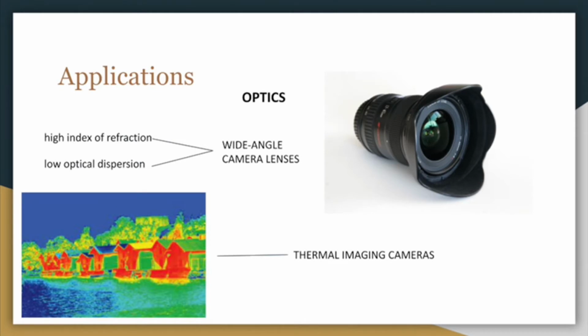Germanium's applications. Germanium has several applications and can be used in different fields, starting with optics. Thanks to its high index of refraction and its low optical dispersion, it is very useful for wide-angle camera lenses. In addition, we can find it in microscopes and in the core of optical fibers. It is also used in thermal imaging cameras in the military field, especially at night, to improve mobile night vision and optical equipment.